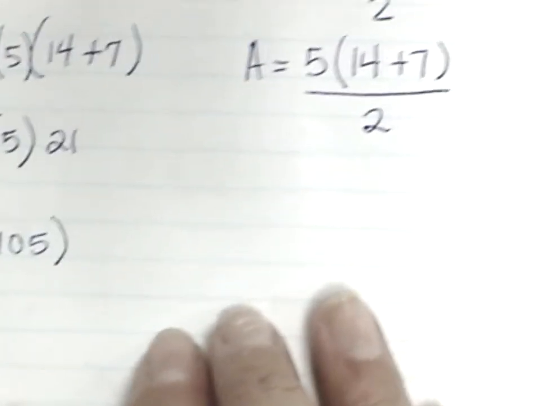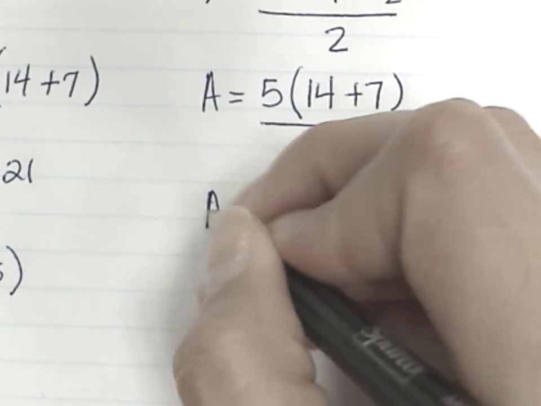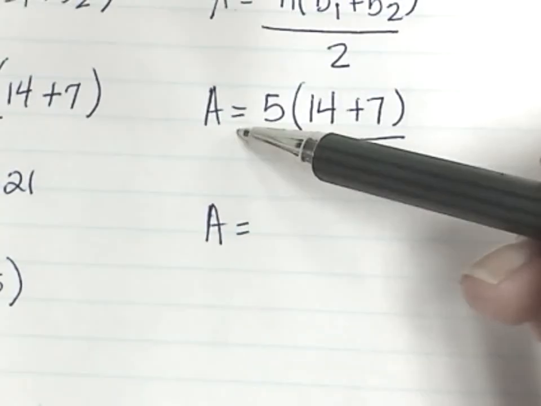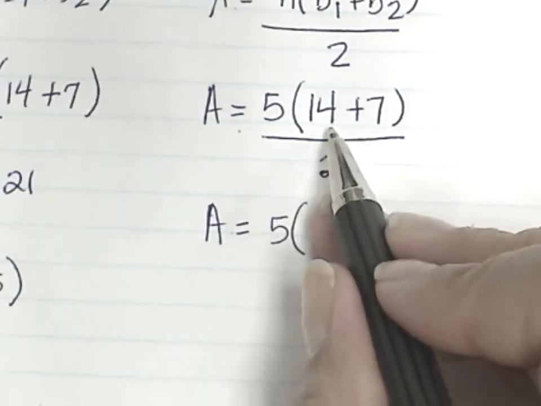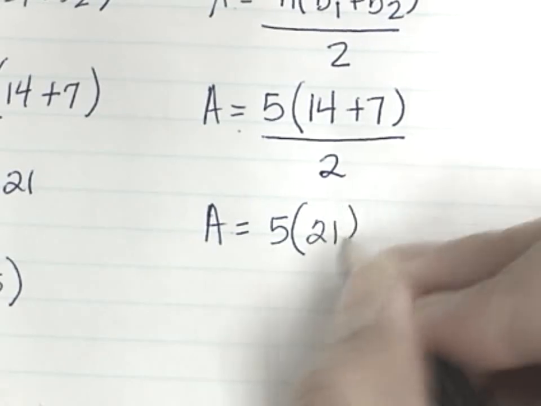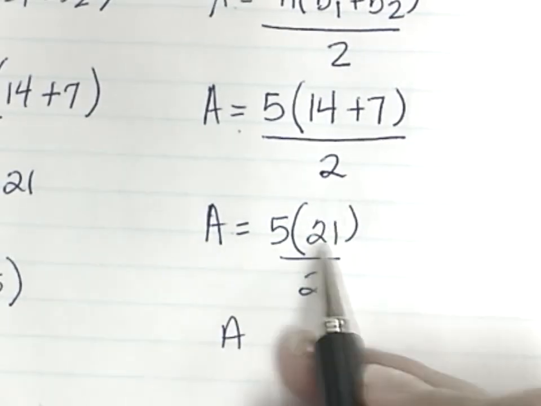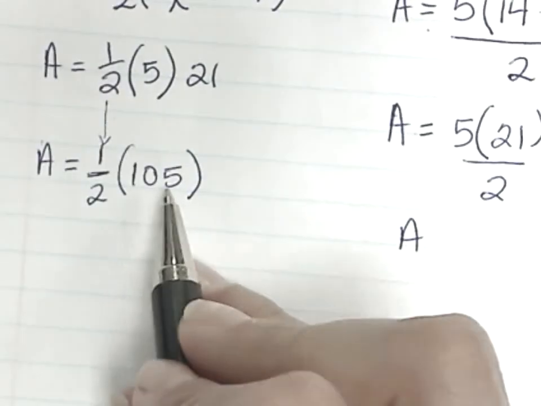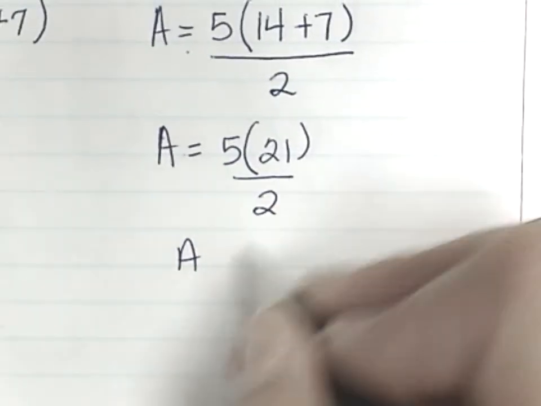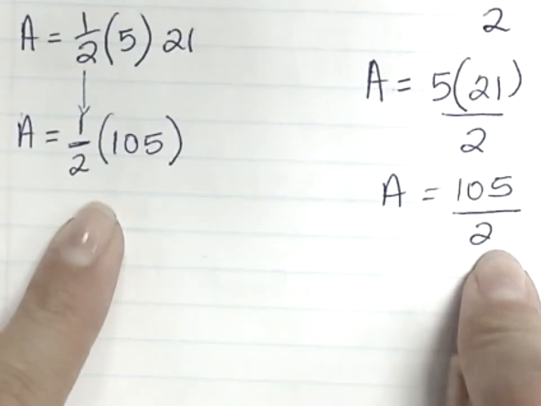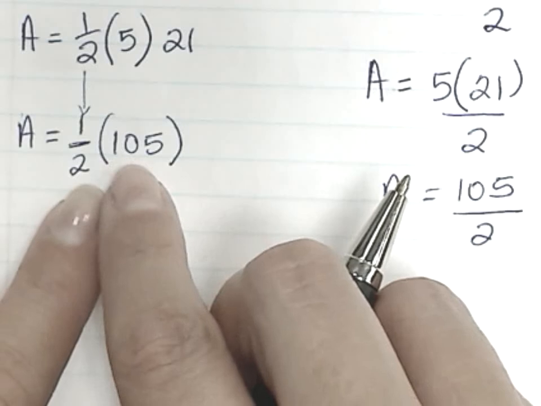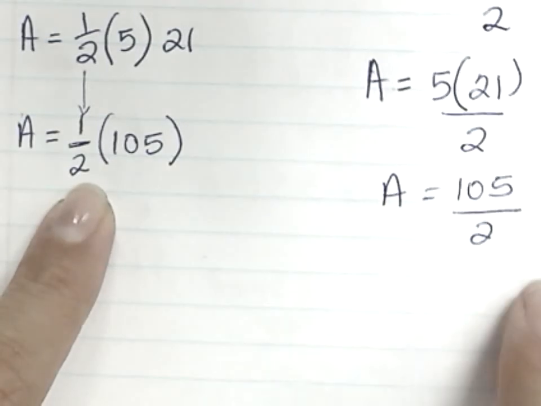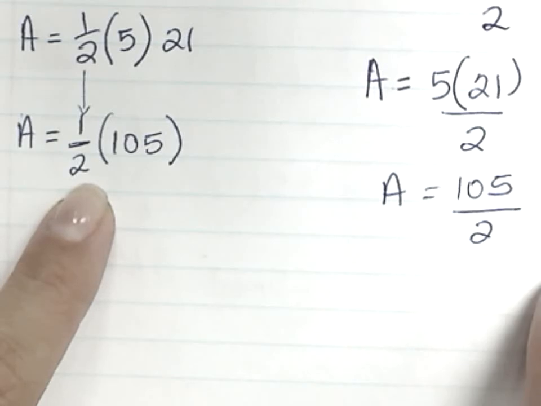Okay, over here. If you chose to solve like this, A equals, and notice, A equals every time. Parentheses happen first. So what's 14 plus 7? 21 divided by 2. Next step. We've got to multiply, and since we already did it, we can just steal that answer. 5 times 21 is 105 divided by 2. These, ladies and gentlemen, are exactly the same. Multiplying by a half and dividing by 2 will give you the same answer every single time.